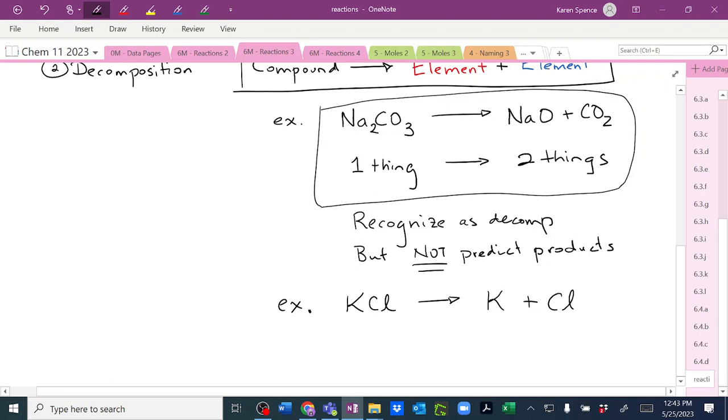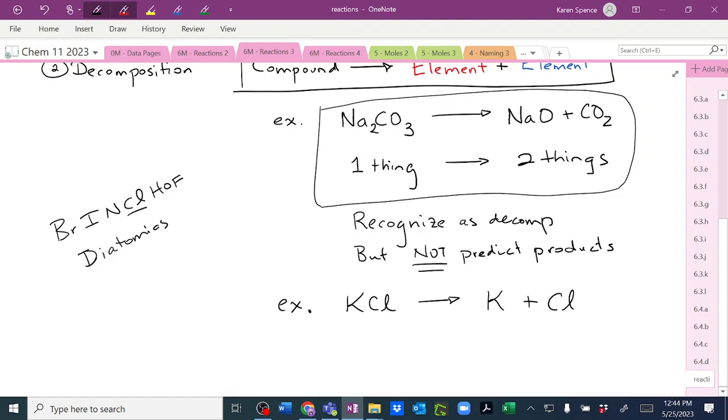What do you guys think about those products? Are they like super happy products? Or could they use a little work? I want you to remember Dr. Brinkelhoff. What do we know about Brinkelhoff? Those are our diatomics. And that means when they are on their own, what do I have to do here? I would have to put a 2 here.